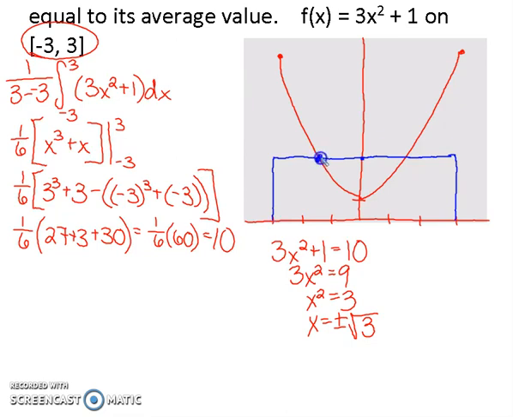And does anybody want to guess where these 2 points are? This is at the x coordinate of negative square root of 3, and this is at the x coordinate of positive square root of 3, because that's where my function is actually equal to 10. So this wraps it all up for you.